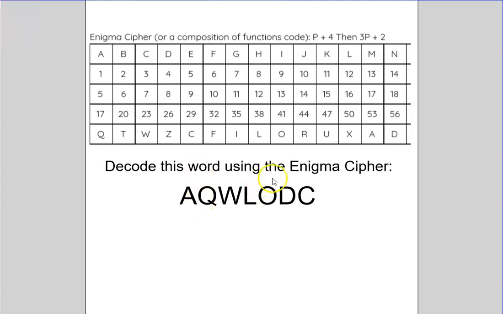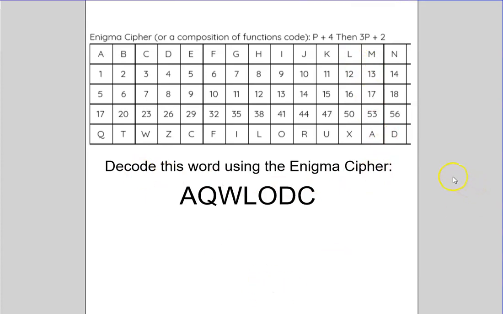And so here is actually one of the Enigma ciphers that was used. It was a P plus four on top of a 3P plus two code. And so this is just an example of a chart that would have been used to help them figure out what was going on in that Enigma cipher from the Nazis. And so, of course, you'll see that if you see a Q, that's actually an A. And if you see an A, that's actually an M. And so they did the math in between, but we're going back here.